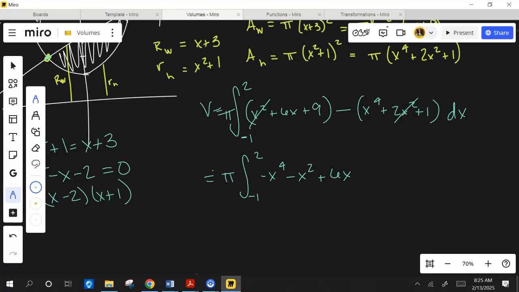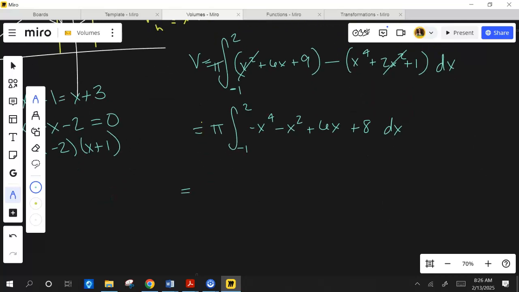Is this what y'all got? I didn't get it because I accidentally added it. Did I do it wrong? No, you did it right. I did x plus 3 minus x squared plus 1 plus 1. That's what I have to add over.